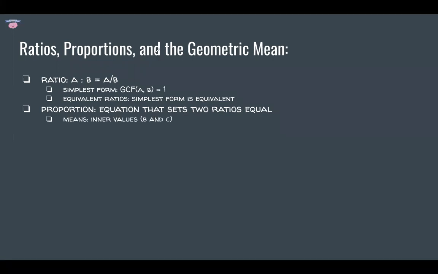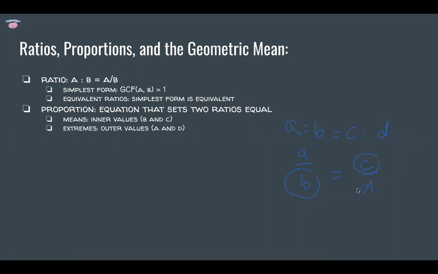There are different terms in proportions. You've probably not heard of these before, but let's say I have a proportion a to b is equal to c to d. This can be written as a divided by b is equal to c divided by d. Now, the means are the inner values, which are basically b and c. On the other hand, the extremes are the outer values, a and d.